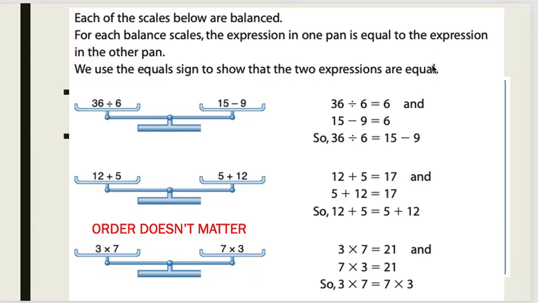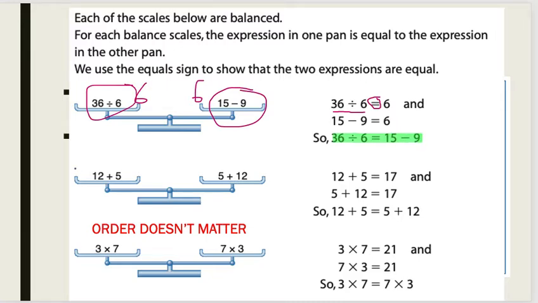It doesn't matter if they have different operations. We use the equal sign to show that they are equal. I know this seems very basic, but it's also very true. We take for granted that 36 divided by 6 equals 6. What we're saying is that they have the same numerical value. So it's the same way of saying this is equal to this. Even though they look different, they both represent 6. Alright? So we can represent that in a sentence as 36 divided by 6 equals 15 divided by 9.